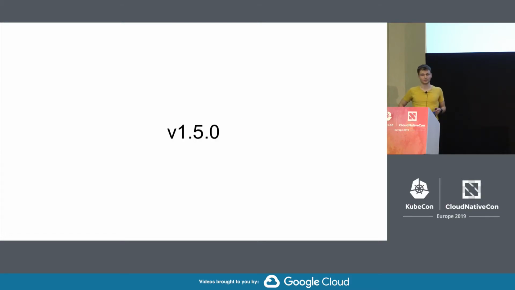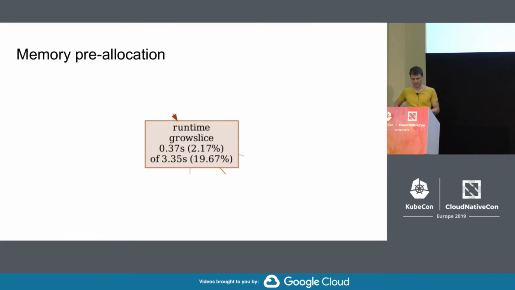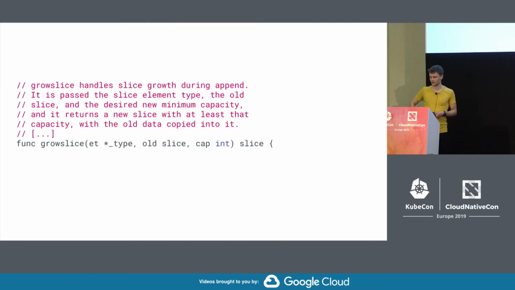One is my profiles had runtime grow slice all over the place. And I was a little bit like, okay, grow slice, maybe we can optimize for this. And I looked into runtime grow slice. This is simply the upstream Golang core function. What in the end it does is grow the capacity of the slice.